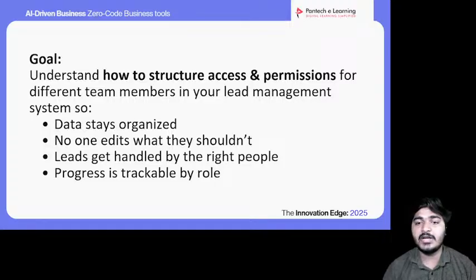The third thing is that leads get handled by the right people. As I said earlier, if a salesperson is working on a product, the leads based on that product will be assigned to him. Different personnel, A, B, C, will be assigned different leads. And progress is trackable by role. We separated the process among personnel, and we can track it. These are the things we are going to see in an expanded manner. So let's get into it.